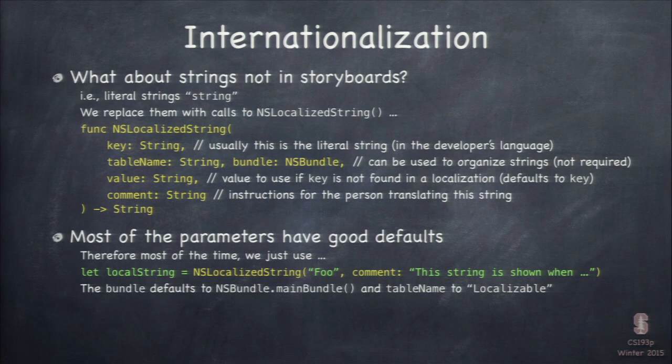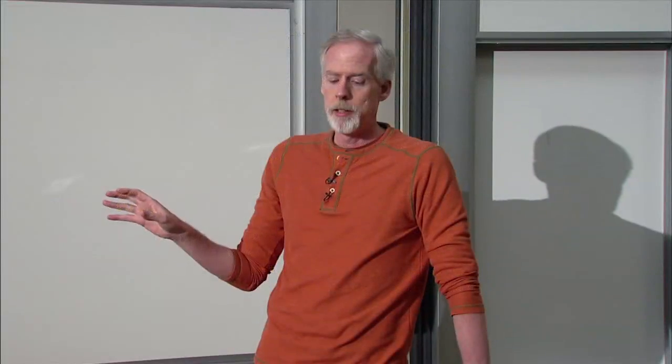I'm just going to say that most of the time, you're just going to call this version of NSLocalizedString that only has the key and a comment. Because it's going to use the key as the value if there's no translation, and you've got to have that comment to the translator. So that's 90% of the time, you're just going to put NSLocalizedString, comment, colon, around your literal strings. And that's it. That's all you need to do to get all those little strings to be translatable.